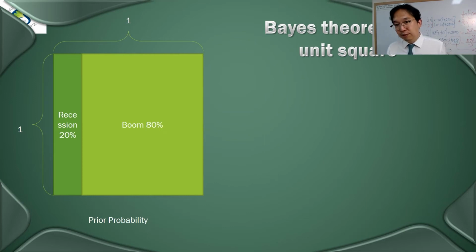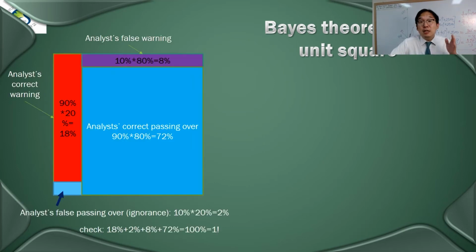Easy, good. The thing is, the analyst comes and the expert says, you're all screwed next year, recession. And his chance of getting it right is 90%. 10% chance he may be wrong. Okay, so given that the correct future state of nature is recession, what is the chance that he is right? Well, 90%. So that's the red area over here. That's 90% chance times 20% chance. That's 18%.